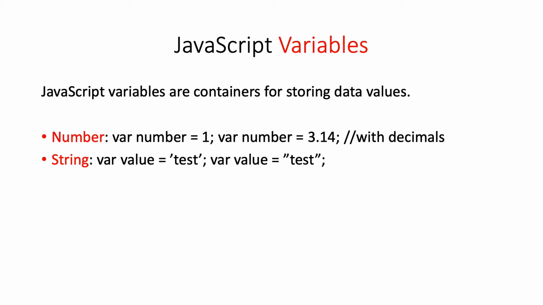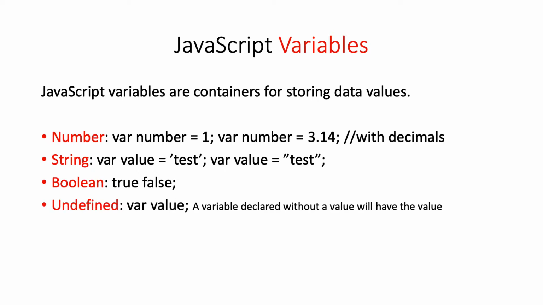Second type of variables, it's string, which may contain text in quotes or in double quotes, or you can set even a number, but JavaScript will read it as a text. Third one, it's boolean, which can be true or false. Next one, it's undefined. This is when you declare a variable but without value.